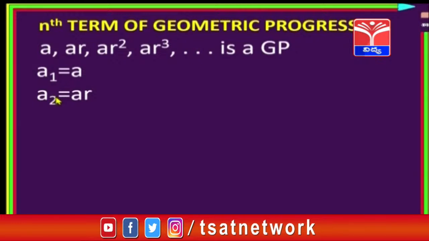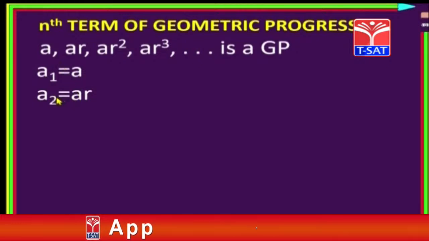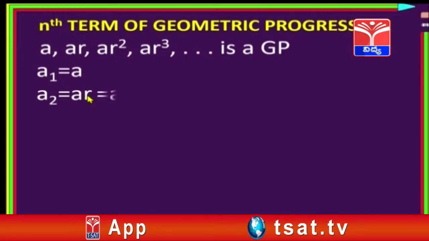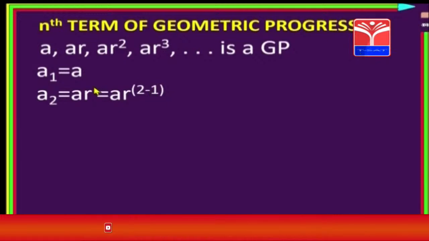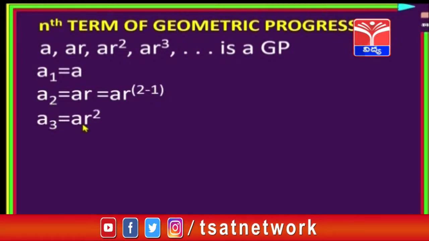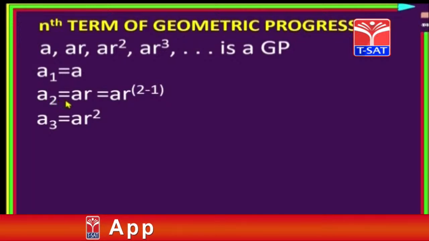So the second term is first term into common ratio R. So A2 is equal to A into R, which can be written as A into R power 2 minus 1. This 1 can be written as power 2 minus 1, right? Next, what is the third term? Third term is AR square. If we multiply, third term means second term into R. Second term, that is A2 into R. A2 is nothing but AR. AR into R is AR square. So A3 is equal to AR square.